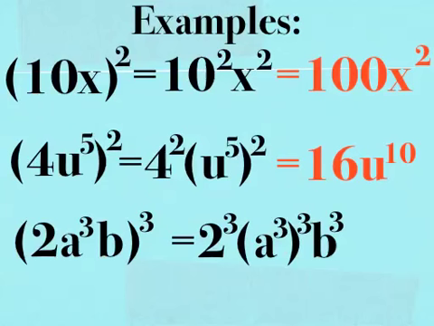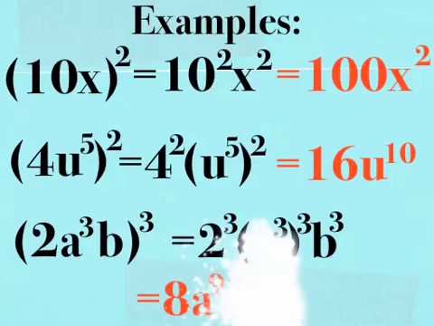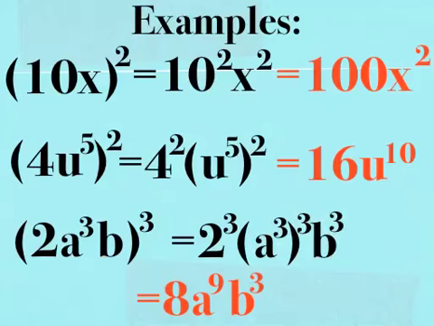Well, 2 cubed means 2 times 2 times 2. 2 times 2 is 4, times 2 is 8, so 2 cubed is 8. My a to the 3rd power and then cubed, I need to multiply the exponents and I get a to the 9th, and my b to the 3rd stays the same. So this simplifies to 8a to the 9th, b to the 3rd.